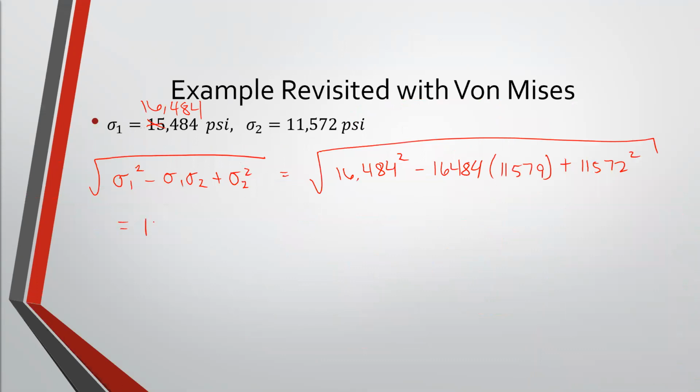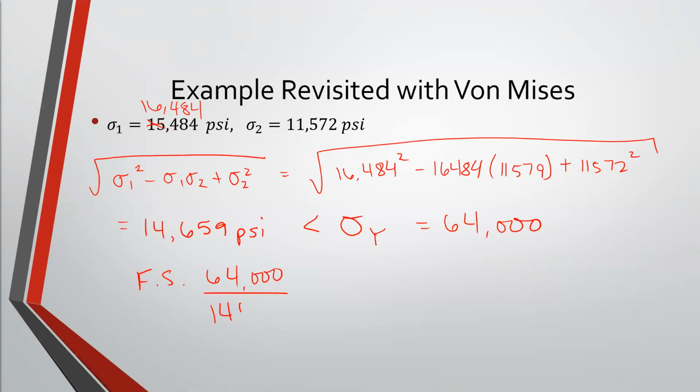I believe this gives us 14,659. Did anybody calculate it? Okay, is that right? So if we do that math, we get 14,659. We compare that to sigma y, the yield stress, which was 64,000, and we say, nope, we haven't yielded. But what's interesting is to look at our factor of safety. 64,000 divided by 14,659. And what do you get for that?